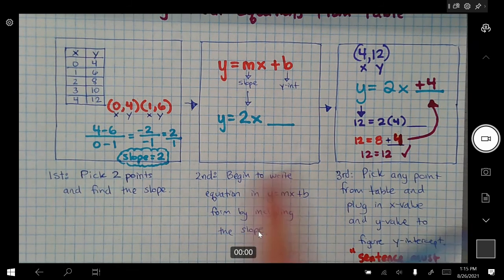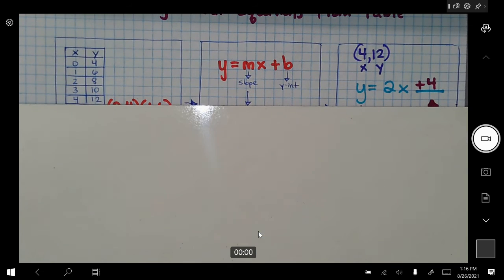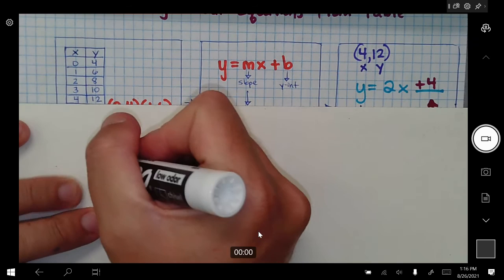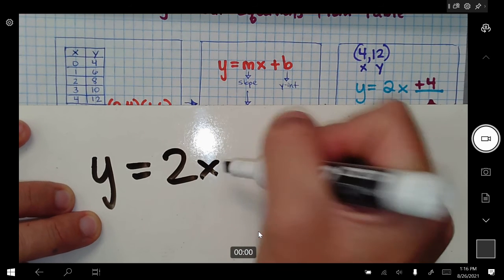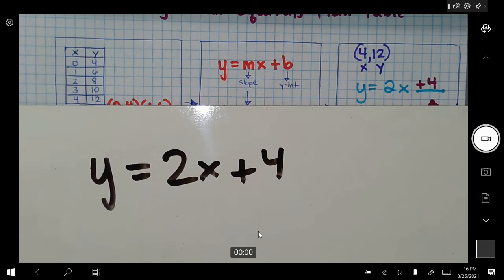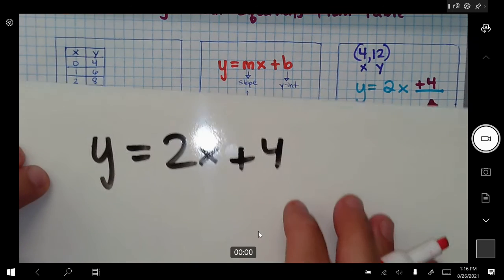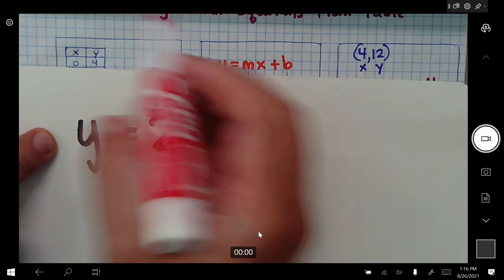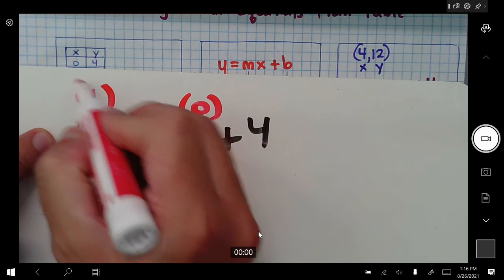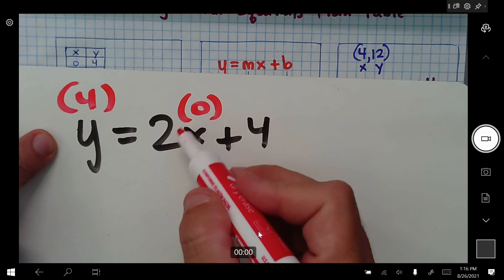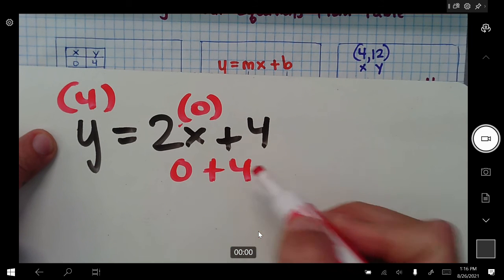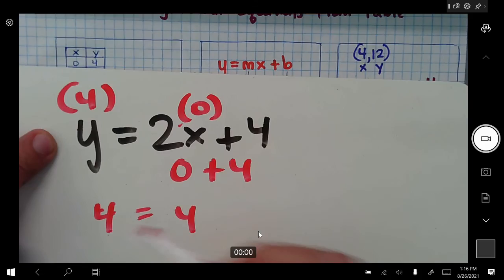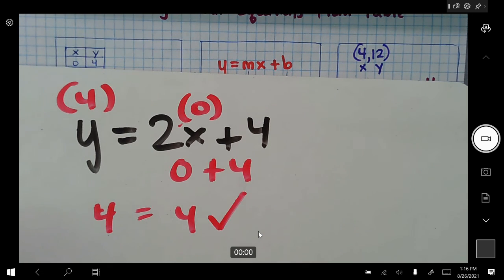Let's just imagine, I'm going to write it down here. You guys don't have to write notes on this part, but I'm going to write it down here so you can see it. What was my equation? Y equals 2x plus 4, right? Well, let's look at the first coordinate. 0, 4. Does 0, 4 work? Where's 0 going to go? 0 is going to go right here for x. Where's 4 going to go? Right here. 2 times 0, 0 plus 4, 4. Does 4 equal 4? Yes, sir.